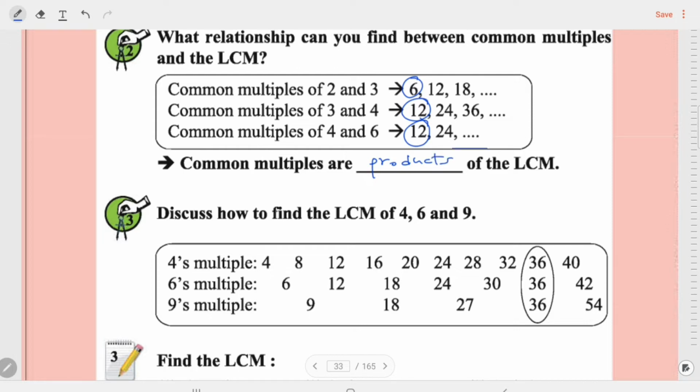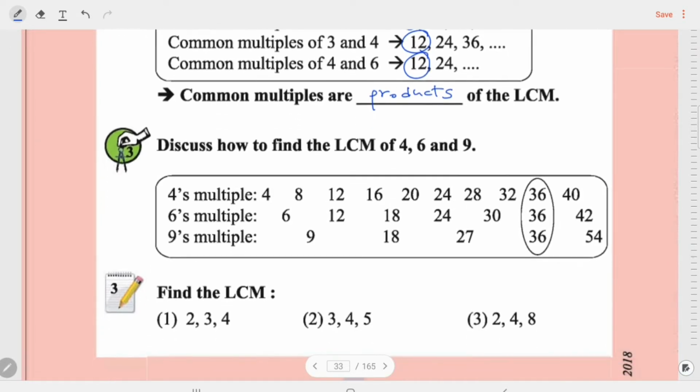See here, 6 2s are 12, 6 3s are 18, 12 2s are 24, 12 3s are 36. Like that, they are the multiples of the LCM itself. Discuss how to find the LCM of 4, 6 and 9.